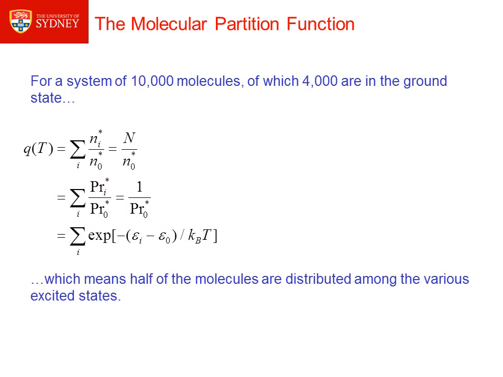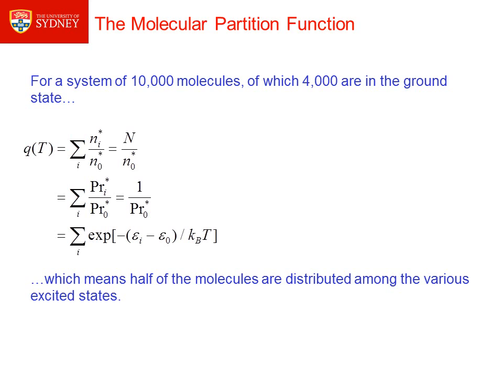Suppose we examine a system of 10,000 molecules, which is a small system from a chemical perspective, but already large enough for us to apply the law of large numbers and only have to consider the most probable distribution, or Boltzmann distribution, to describe it. Now suppose that we can measure that 4,000 of these molecules are in the ground state. What is the partition function?